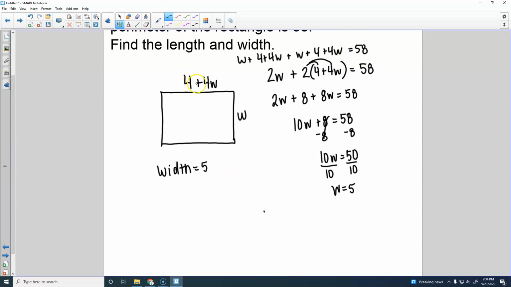For the length, what do I have to do to find the length? I have to do the 4 plus 4W, right? So I would do 4 plus 4 times 5. Well, what do I do first there? Got to multiply first, order of operations. So it's 4 plus 20, which gives us 24. So the length is 24. Put it all right there.